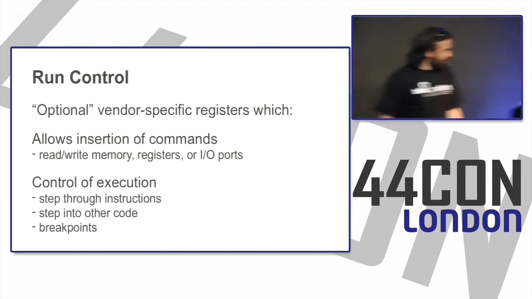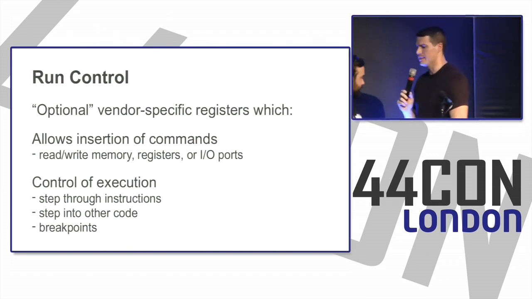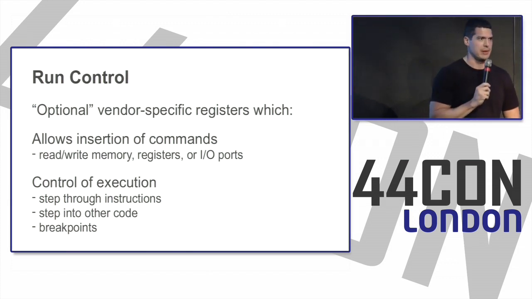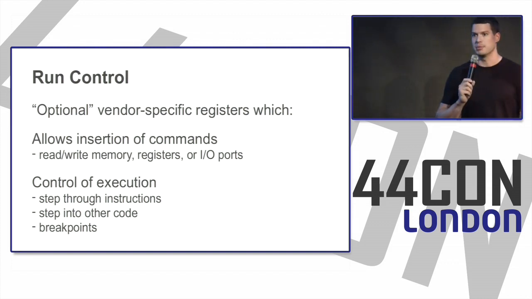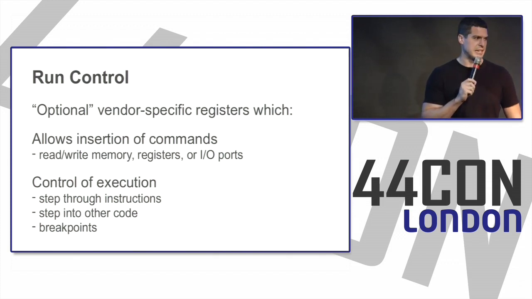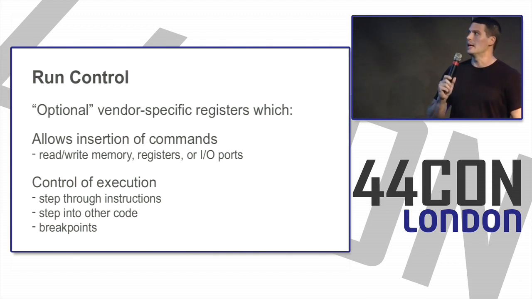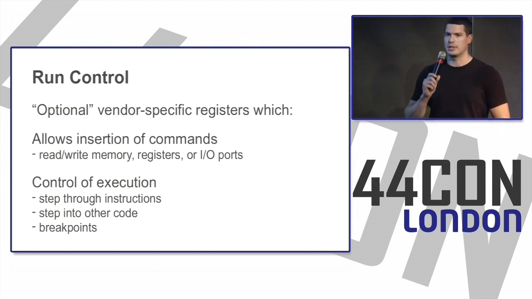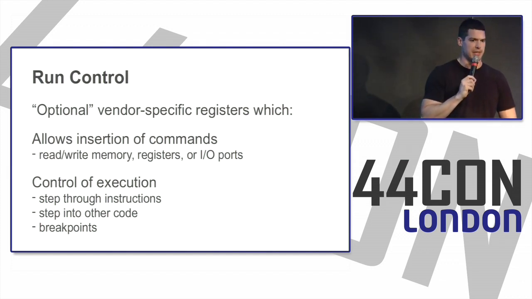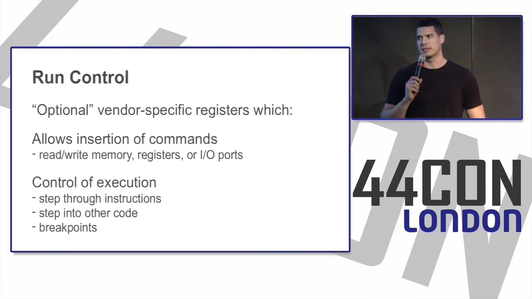All right, so one of the other big things that JTAG supports is run control, a generic term to describe a lot of different functionalities built into a chip. Unlike the boundary scan commands, which are required by the JTAG spec, none of this is required. There's no standard, none of it's mandated, so everybody does it differently. But it's pretty consistent in what it allows. It allows you to read and write registers, memory, and usually I/O, and it allows you to control execution. So you can step through instructions, set breakpoints, and do things like that.